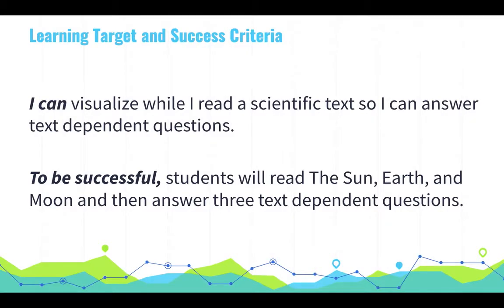So hopefully you were able to identify differences between the sun and the moon, talking about their purpose. Perhaps not. Perhaps reading this text today will help you learn about the sun and the moon for the first time. So our learning target is I can visualize while I read a scientific text so I can answer text-dependent questions. To be successful, students will read The Sun, Earth, and Moon and then answer 3 text-dependent questions.